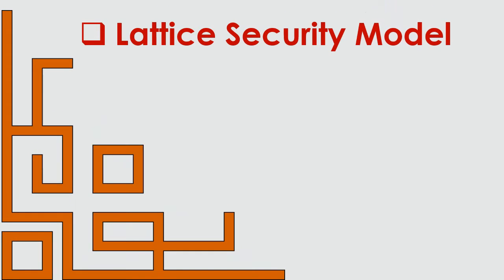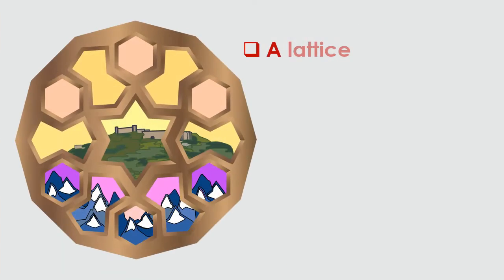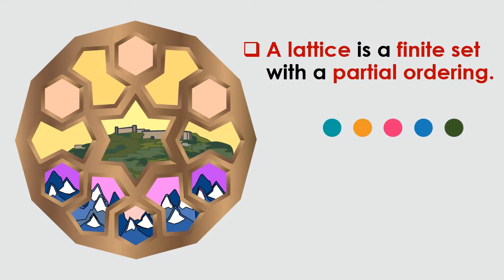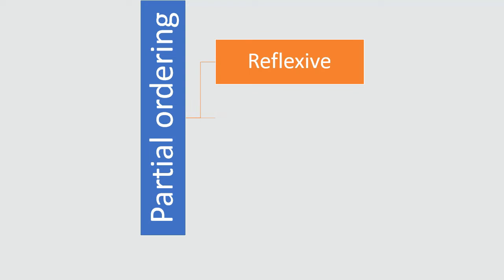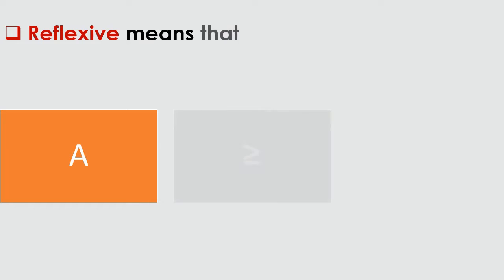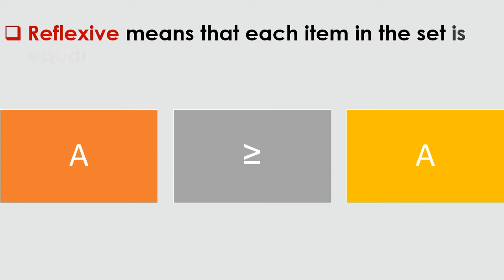Lattice security model. A lattice is a finite set with a partial ordering. A partial ordering is reflexive, antisymmetric, and transitive. Reflexive means that each item in the set is equal to itself. A greater than or equal to A.